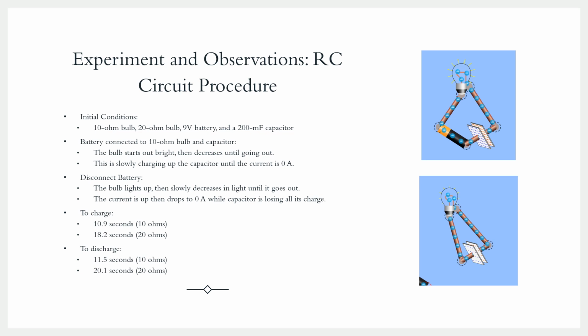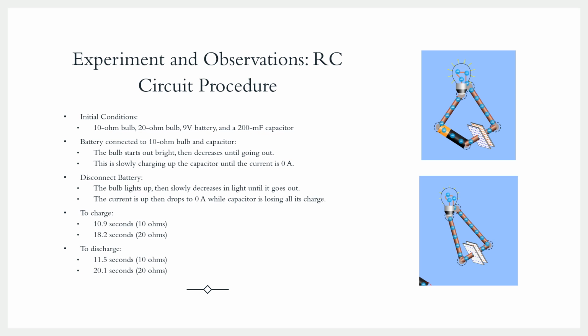For this next experiment, it involved an RC circuit. The initial conditions were we had a 10 ohm bulb, a 20 ohm bulb, a 9 volt battery, and a 200 millifarad capacitor. When we first connected the battery to the 10 ohm bulb and the capacitor, the bulb starts out bright, then decreases until going out. This is slowly charging up the capacitor until the current is 0 amperes, and it started out at maximum.